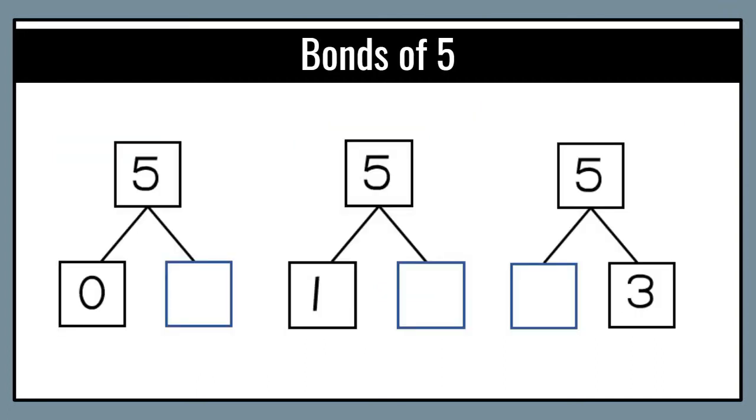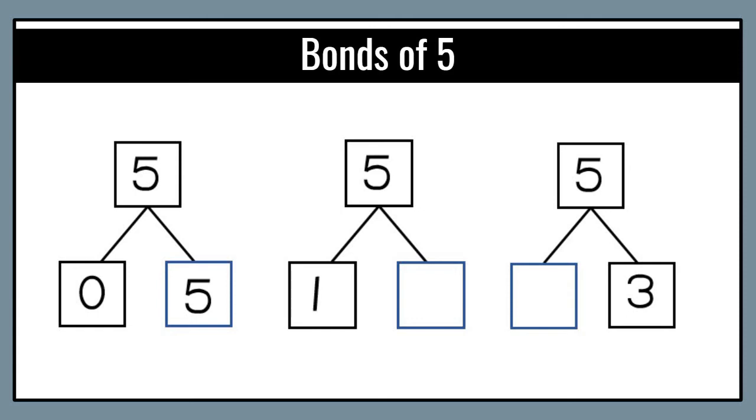Now, I want you to pause this video and try these ones on your own. Let's see if you are correct. You must write the numbers in the blue blocks. With the first one, we want to make bonds of 5 starting with 0. If I have 0 dots, how much must I add to make 5? Well done, 5. 0 plus 5 equals 5. That means when I put a 0 and a 5 together, it makes 5. Therefore, it is a bond of 5.